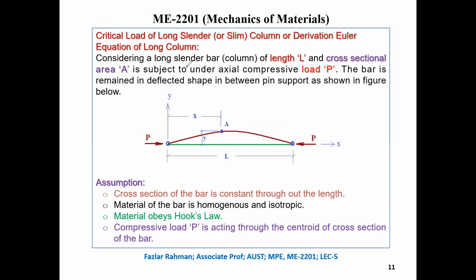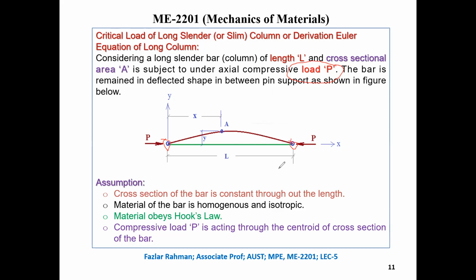So considering a long slender bar, that means a column of length L and cross-sectional area A. We are thinking this is a bar with cross-sectional area A, and this bar is carrying compressive load P, and the bar remains in a deflected shape between pin to pin support. This end is a pin support, and the rest will be in a deflected shape. That means P is the critical load of the column. So we need to determine that amount of load. Is it 500 pounds or is it 1000 pounds? That means we need a formula.